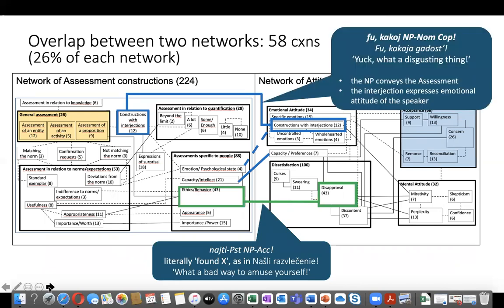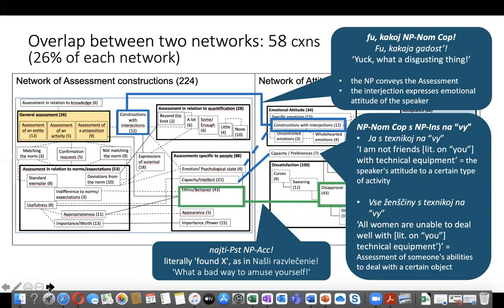Also, both networks contain a family of 12 constructions with interjections, where the noun phrase conveys the assessment and the interjection expresses emotional attitude of the speaker. Фу, какая гадость. Yuck, what a disgusting thing. And finally, three constructions simultaneously belong to capacity intellect family of assessment and capacity preferences family of attitude. Here we have an example that illustrates that depending on the filler of the noun phrase slot, the semantics can shift towards assessment or attitude.